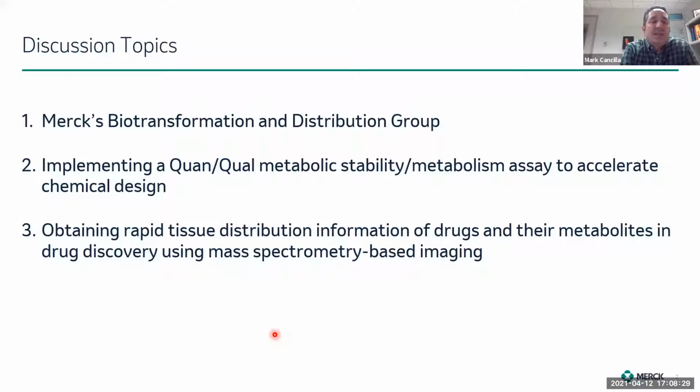So I'm going to cover three topics today. One, I'm going to go over Merck's Biotransformation and Distribution Group briefly, and then I'll get into the meat of the talk, where I'm discussing how we implemented a quantitative and qualitative metabolic stability and metabolism assay to really help accelerate chemical design early in programs. And then finally, I'll be wrapping up with ways where we're obtaining rapid tissue distribution information for drugs as well as metabolites, again, in that early drug discovery space. As you can tell, that's where I'm really focusing this talk, using mass spectrometry-based imaging.